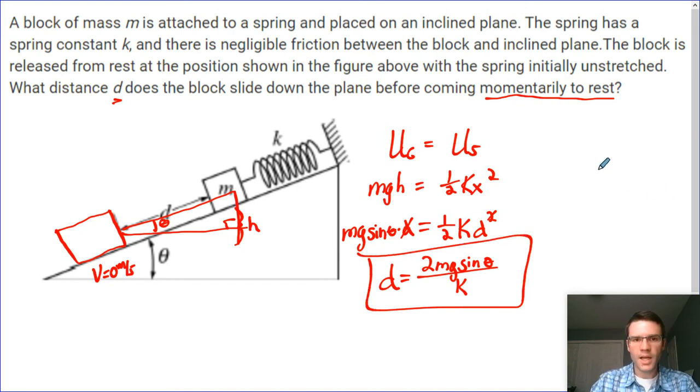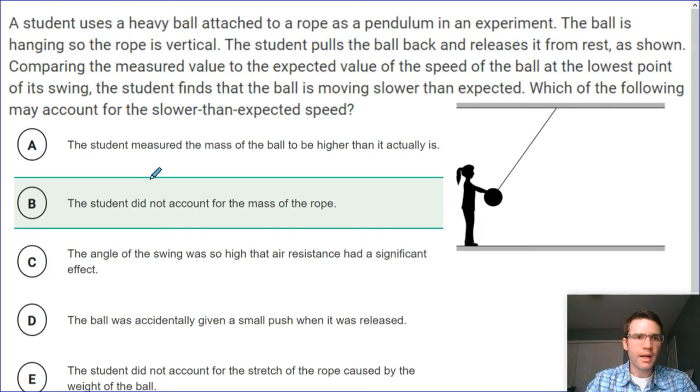Okay. If it asked where the acceleration was 0, you would solve it for the force of the spring being equal to the force down the plane for gravity. All right, there were 2 problems that were similar to this one. I just chose one of them that was missed by quite a few of you.